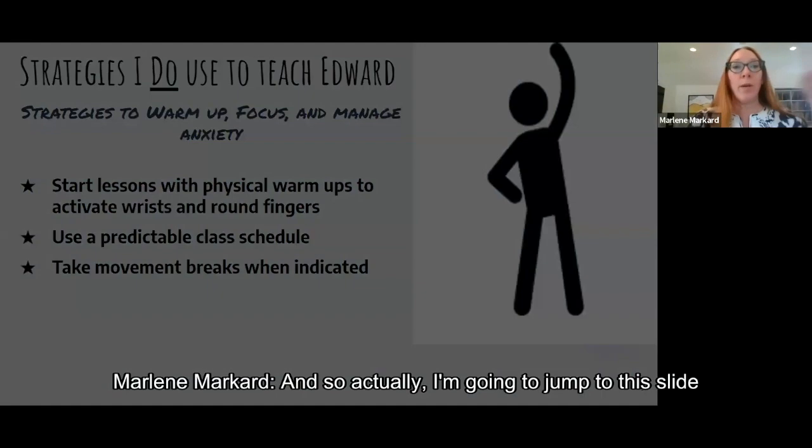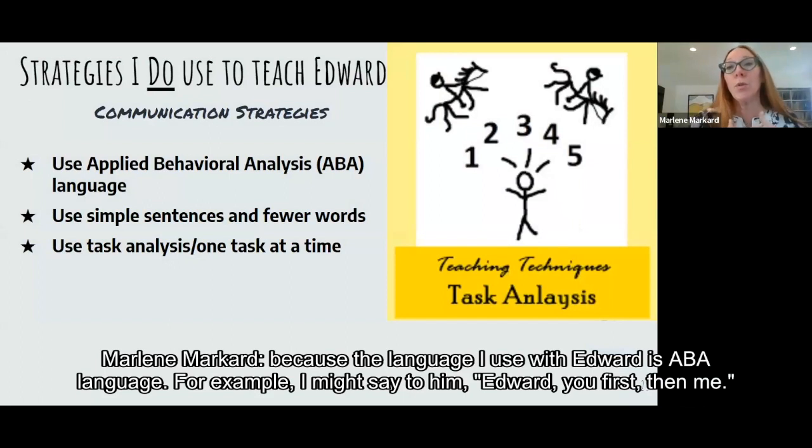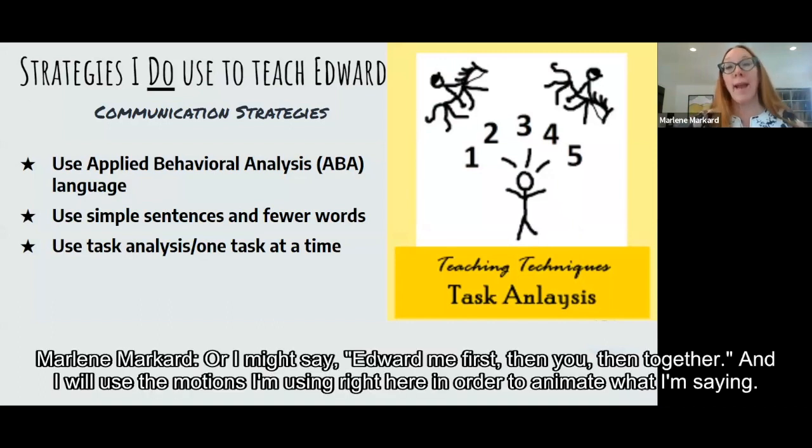And so actually I'm going to jump to this slide because the language I use with Edward is ABA language. For example, I might say to him, Edward, you first, then me. Or I might say, Edward, me first, then you, then together. And I will use the motions I'm using right here in order to animate what I'm saying.